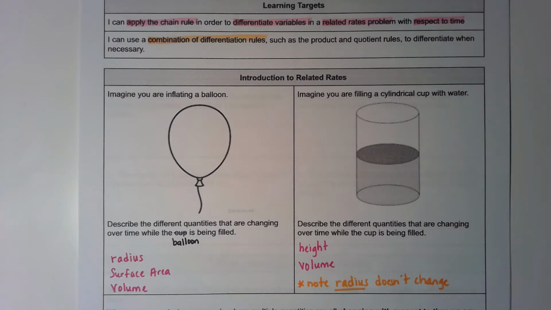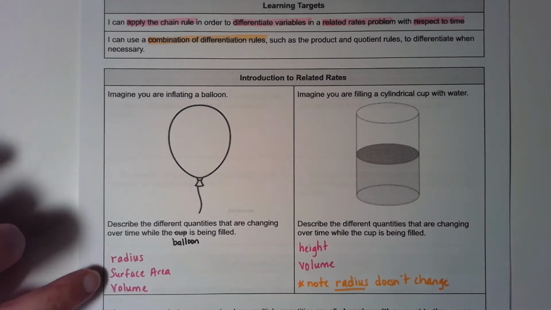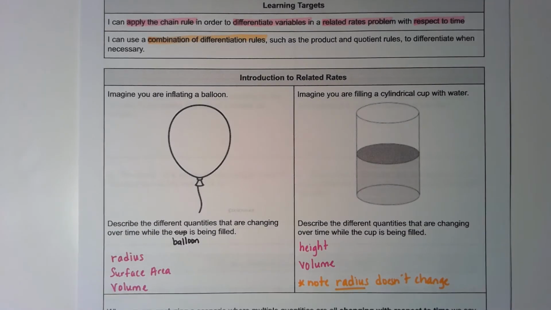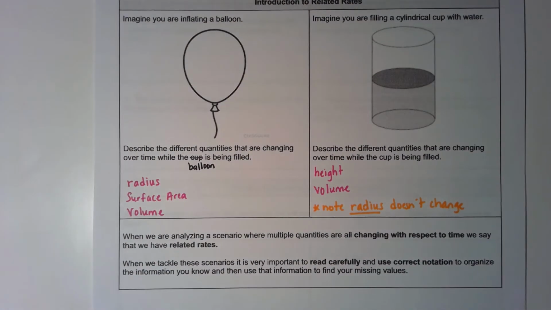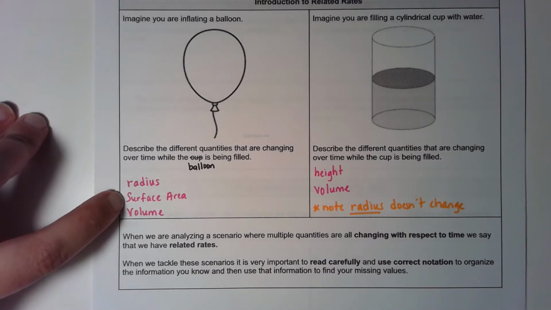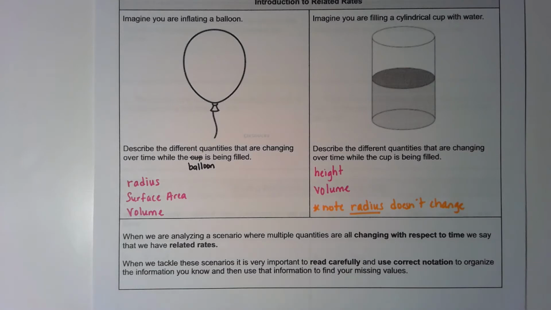When we are analyzing a scenario where multiple quantities are all changing with respect to time, so in this case, radius, surface area, volume, just to name a few, in this case, height or volume, to name a few, we say that we have a related rates problem because although the radius is not changing at the same rate as the surface area, the rate at which those things are changing are related to each other because they affect each other. When the radius gets bigger, the surface area is going to get bigger.